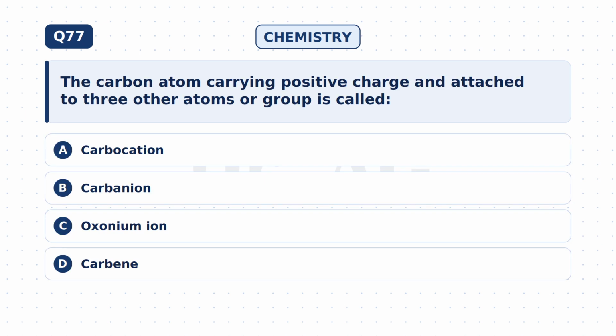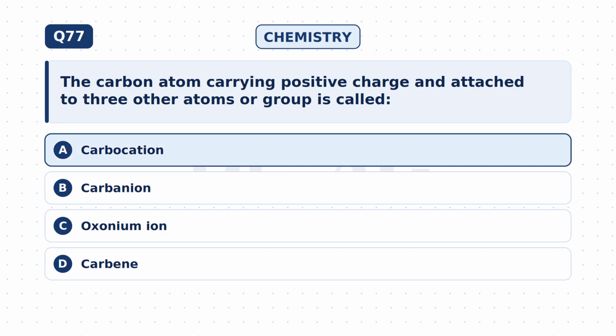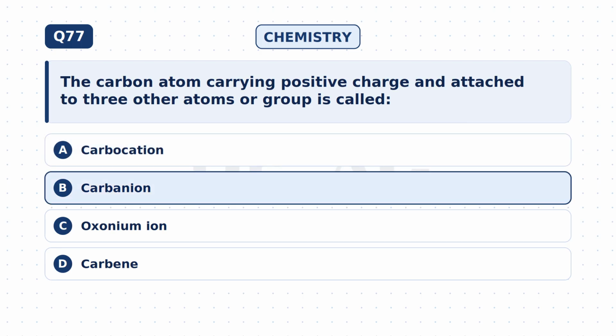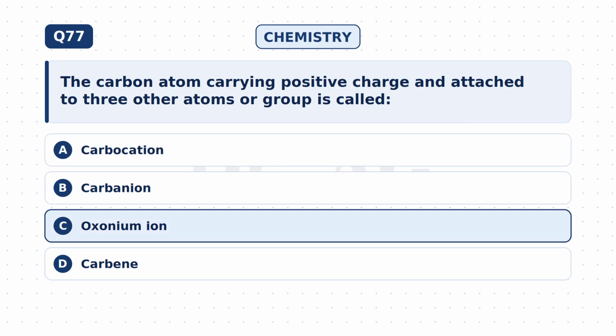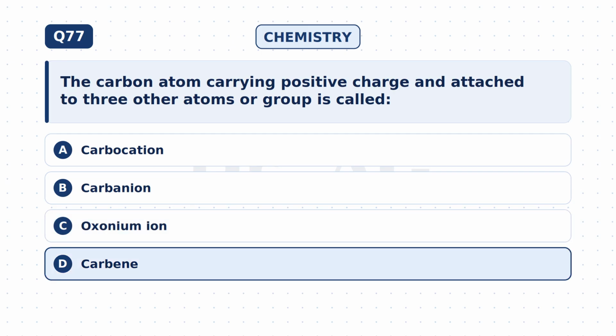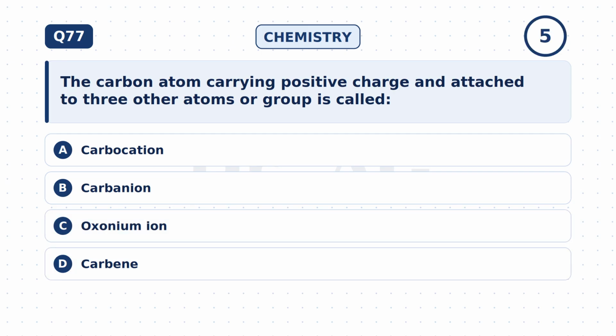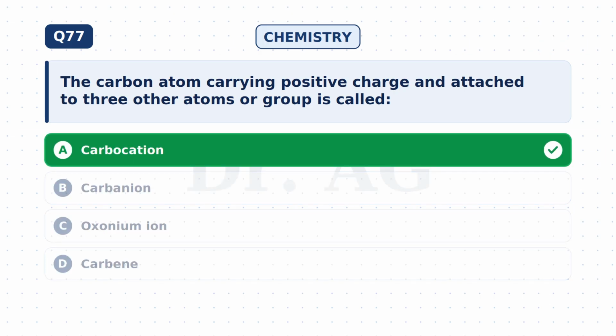Question 77. The carbon atom carrying positive charge and attached to 3 other atoms or groups is called Option A, carbocation. Option B, carbanion. Option C, oxonium ion. Option D, carbene. The correct answer is A, carbocation.